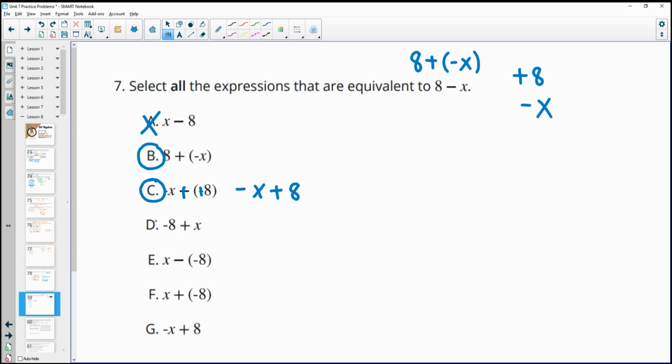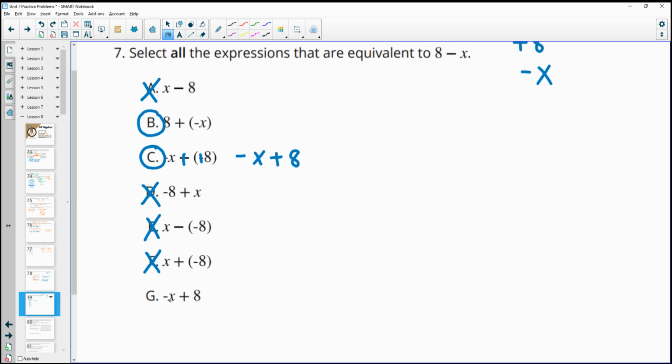D, we have a negative 8, which is bad. E, we have a positive x, which is bad. F, we have a positive x, which is bad. And then G, we have a negative x, which is good. And then a plus 8, which is also good. So G is also equivalent.